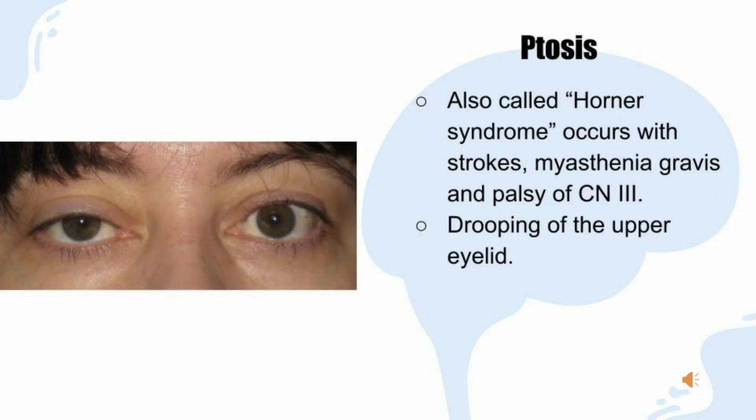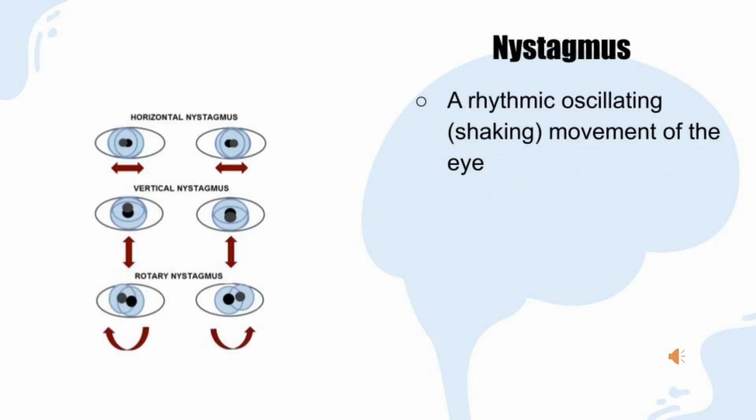Next is ptosis. Ptosis is also associated with Horner syndrome. It occurs with strokes, myasthenia gravis, and palsy of cranial nerve number 3. It is the drooping of the upper eyelid. Lastly, nystagmus. It is a rhythmic, oscillating, or shaking movement of the eye. There are various movements: first is horizontal, then vertical, and lastly rotary, as shown in the picture.